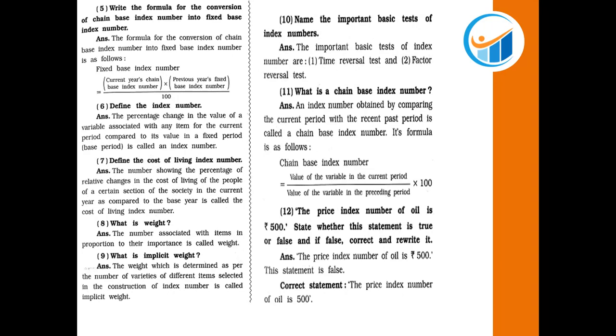So very simple question is this. What is mentioned here, student? Answer is this. The formula for the conversion of chain base index into fixed base index number is as follows. The answer we get will be the fixed base index number. So fixed base index number will be, formula is like this: current year's chain base index number into previous year's fixed base index number divided by 100.